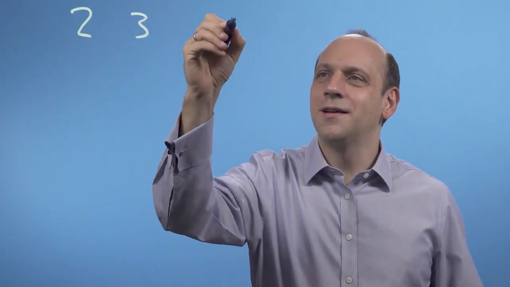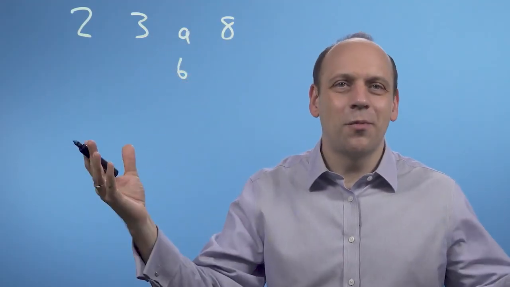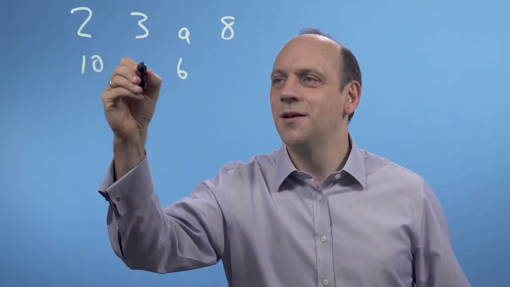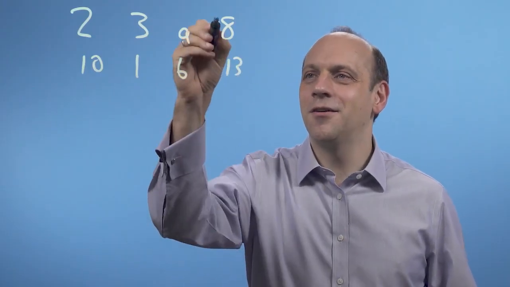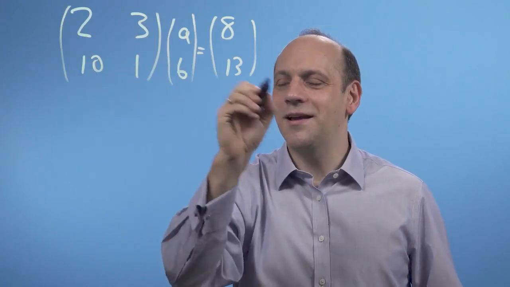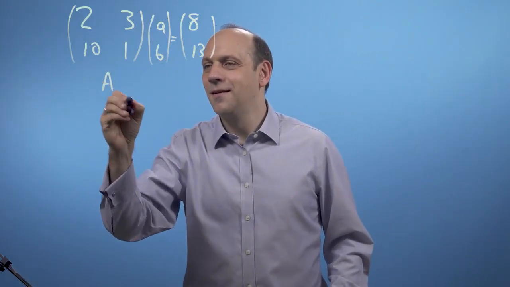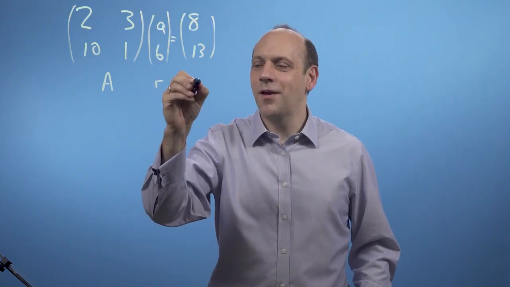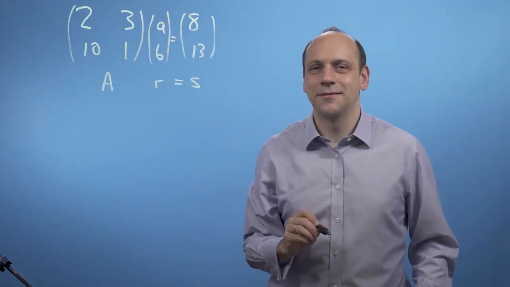We said that I walked into a shop and I bought 2 apples and 3 bananas, and that cost $8 or euros or whatever my currency is. Then I went into the shop on another day and I bought 10 apples and 1 banana, and I got charged 13 euros for that. So I wrote that down as a matrix times a vector. And I could call that matrix A, and I could call this vector R, and I could call that its output vector S. So A operates on R and gives me S.